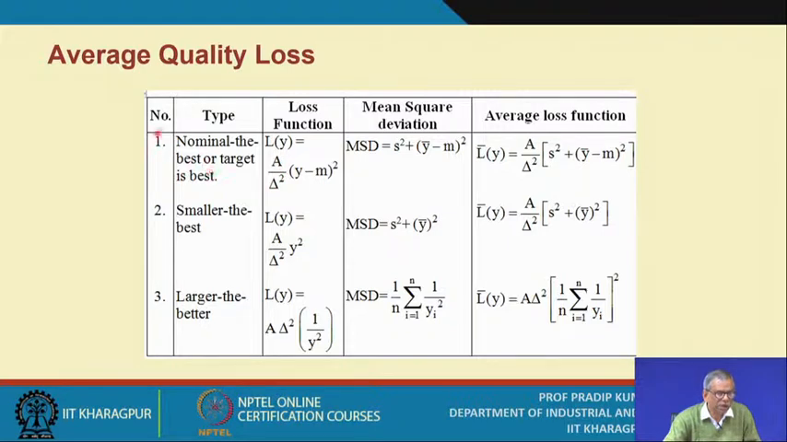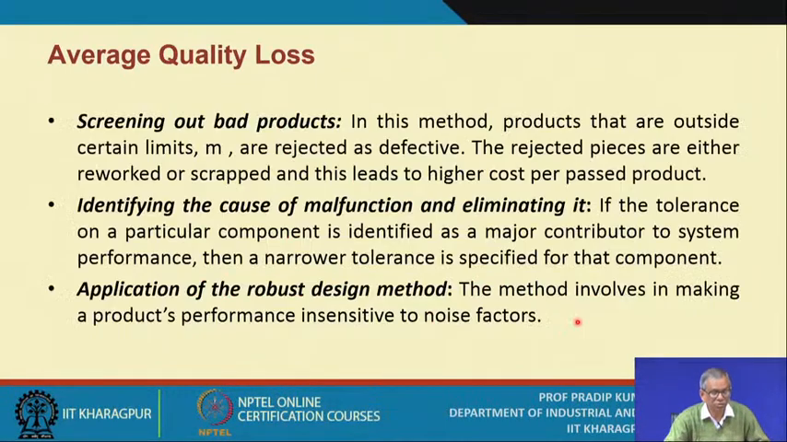If you refer again to this particular table, you will notice that depending on the type of quality characteristic, the loss function is shown. The mean square deviation, MSD, is also shown: the sample variance plus (y bar minus m) square, where y bar is the mean and m is the target value. The expressions for the average loss functions are given, and similarly for smaller-the-better and larger-the-better. All these cases we have shown.